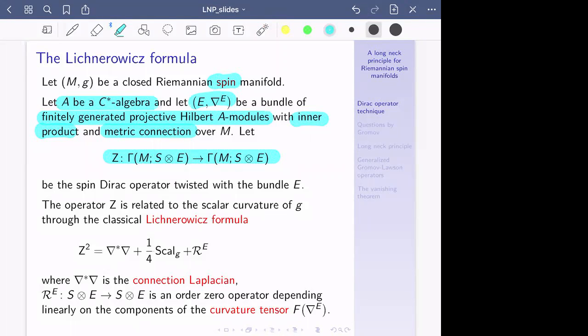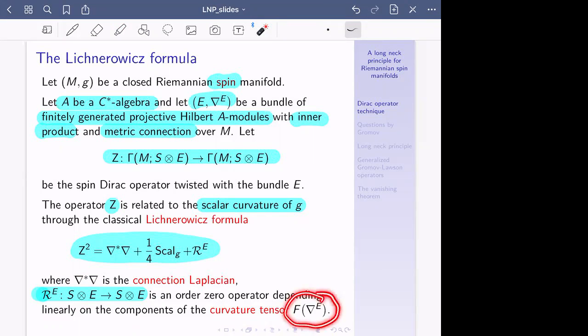Now the operator D is related to the scalar curvature of g through the classical Lichnerowicz formula, which I wrote down here. The three terms on the right-hand side are, the first term is the connection Laplacian, which is a non-negative operator of order two. The second term is 1/4 the scalar curvature of g. And the third term is an operator, is a bundle map. So it's an operator of order zero on the bundle S tensor E. And moreover, this operator depends linearly on the components of the curvature tensor of the connection on the bundle E.